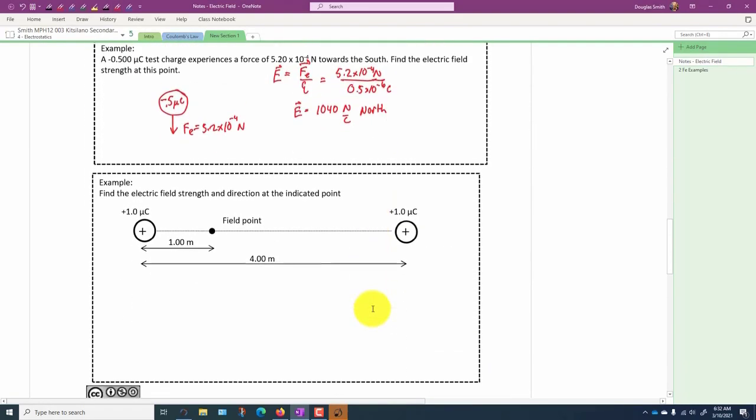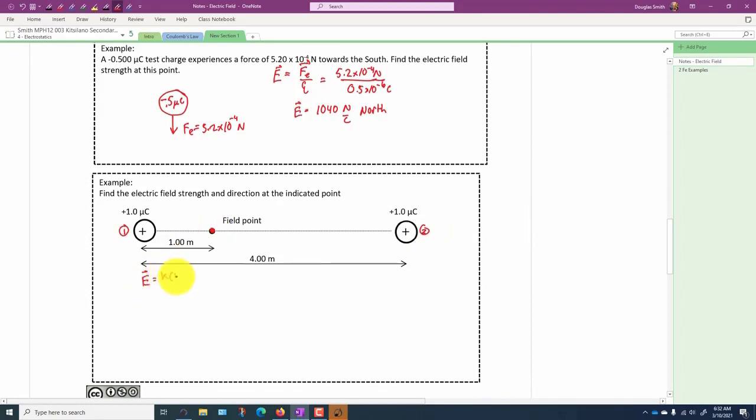Okay, another example. Find electric field strength and direction. Electric fields are vectors, so you could have different fields adding up. We don't add them up as arithmetic sums. We add them up as vectors. So we have to consider the direction. I'm going to call this E1 and this E2. And we're looking for that point right there.